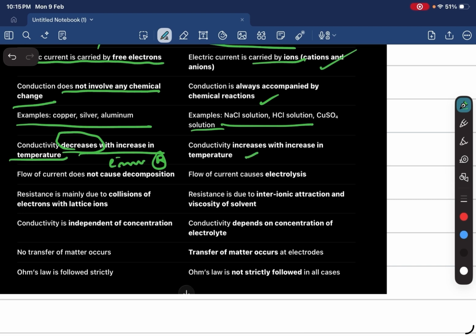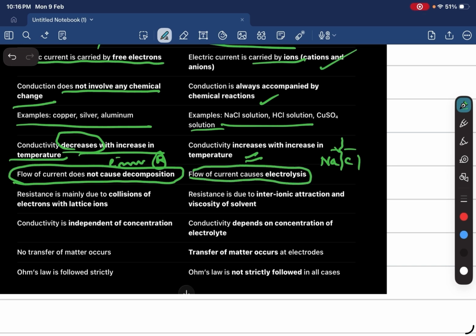But in ionic conductors, the salt will split into more ions when the temperature increases. When ions are more, they go and deposit over the respective electrode. Due to that movement of ions, the current or electricity is generated. So flow of current doesn't cause decomposition in metals because matter isn't involved. Flow of current causes electrolysis in electrolytes. More the dissociation, more the conductance.